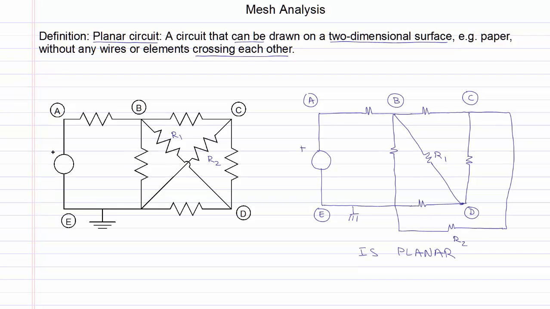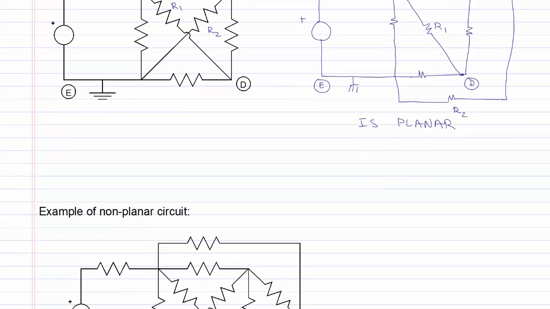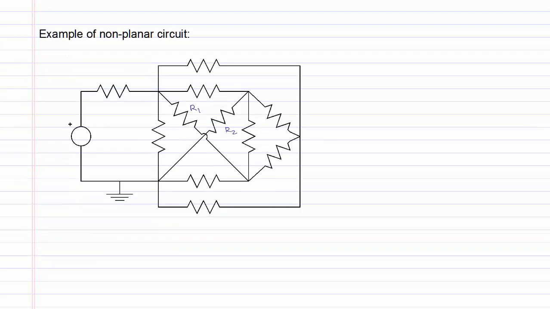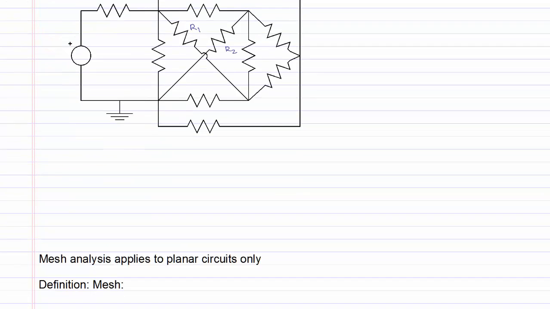The next circuit that we will look at is given on screen. In this circuit, we have two resistors, R1 and R2, which are crossing each other, and we cannot redraw this circuit so that these two resistors do not cross each other. Therefore, the circuit is not planar. The reason for distinguishing between planar and non-planar circuits is that mesh analysis applies only to planar circuits.